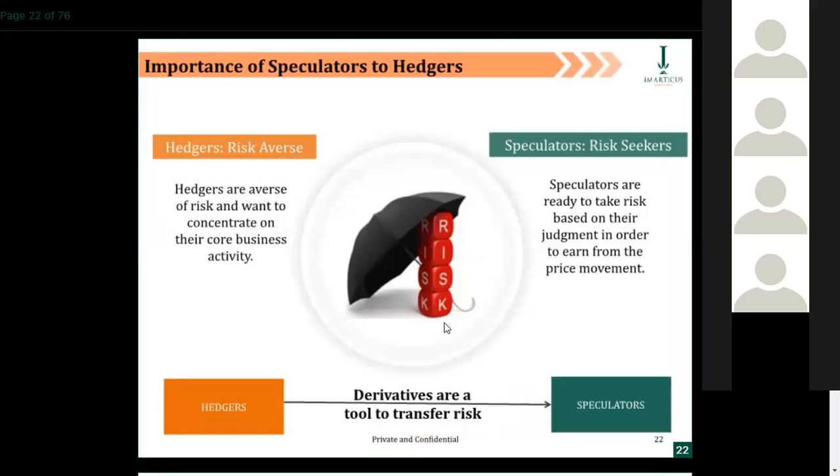If you look at it, the hedger has a risk-averse attitude. They do not want to take any risk. Speculators are risk seekers. They want to take risk. So the hedgers actually transfer their risk to speculators. In short, if you look at the derivative market as a whole, the risk on the trades done in the market is not mitigated completely. Rather, the risk is transferred from one entity to another entity.